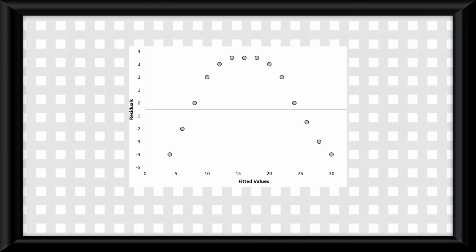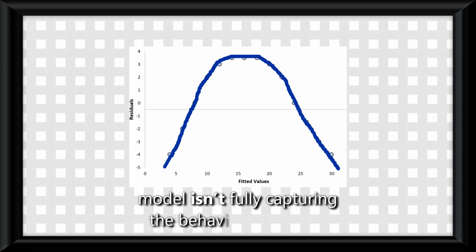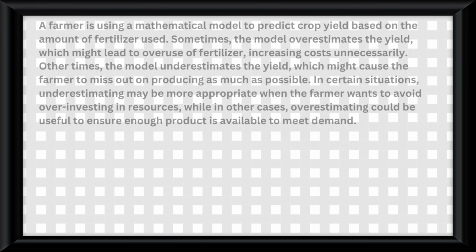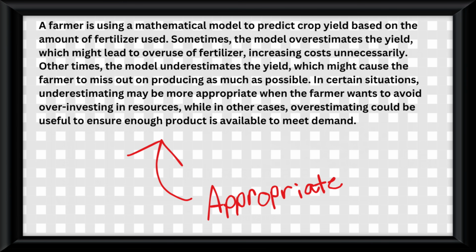If the residual plot shows a pattern, it means your model isn't fully capturing the behavior of the data, meaning the goal is to see randomness. The difference between the predicted and actual values is the error in the model. Sometimes having an overestimate or underestimate might be appropriate for a data set, but it all depends on the context.